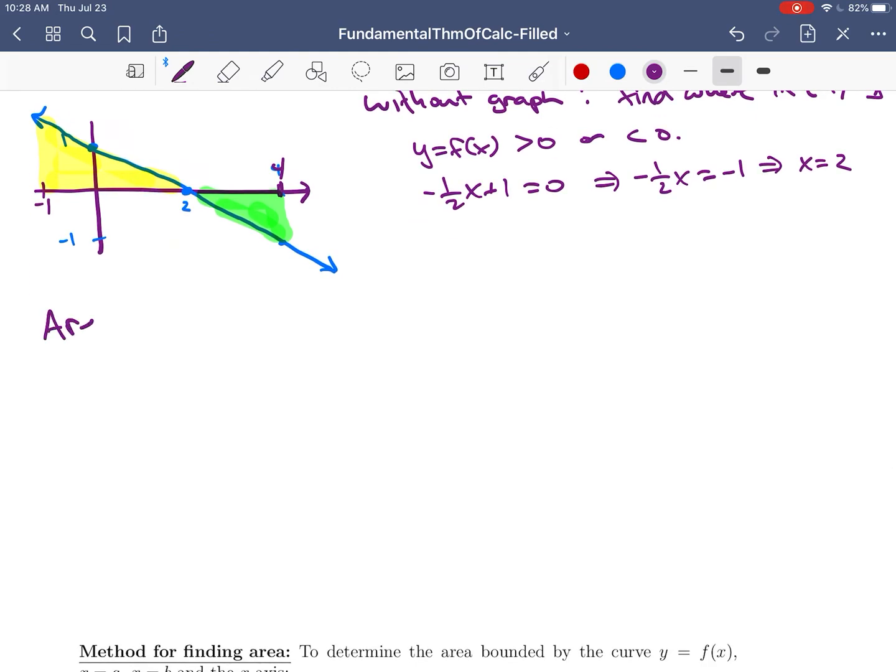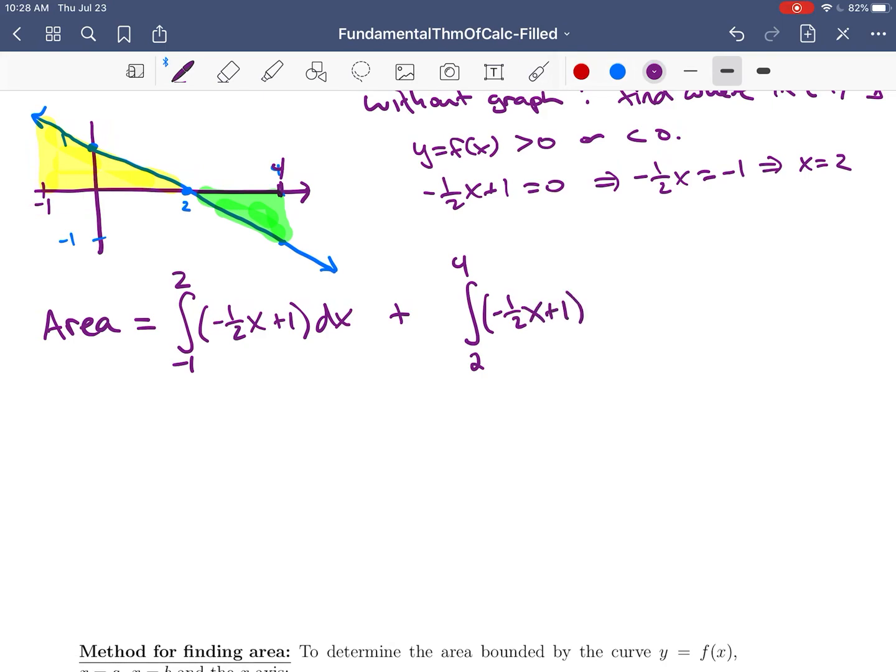So the area here, we're going to have to do it in two pieces. I'm going to go from -1 to 2, and it's going to be the regular function. But then I want to add the interval from 2 to 4, again, of our function. But this one is going to be negative because it's under. So what I'm going to do is take the absolute value of it.